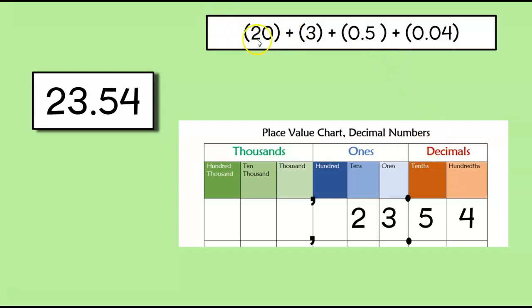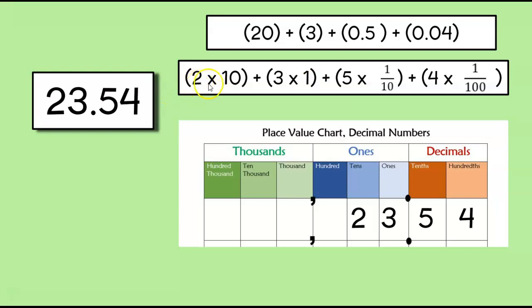And then we're going to write it out as 20 plus 3 plus 5 tenths plus 4 hundredths. And you can show it again with our multiplication: 2 times 10 plus 3 times 1 plus 5 times 1 tenth plus 4 times 1 hundredth. Okay, we're just writing this expanded form to help us show that each of these digits is talking about a value. Tens, ones, tenths, hundredths.